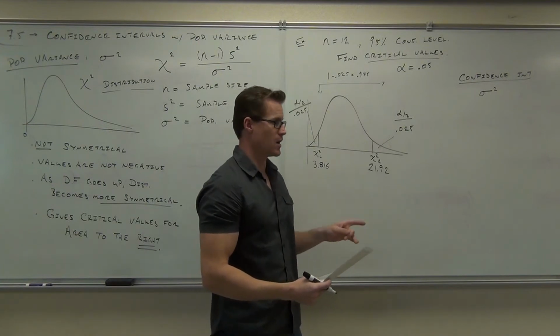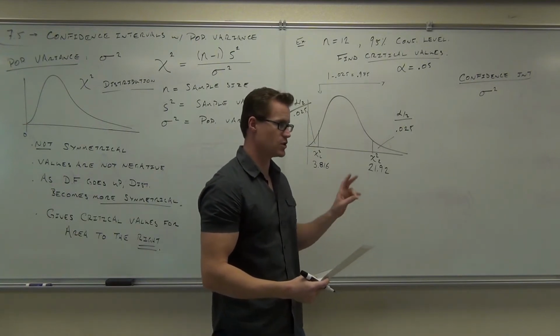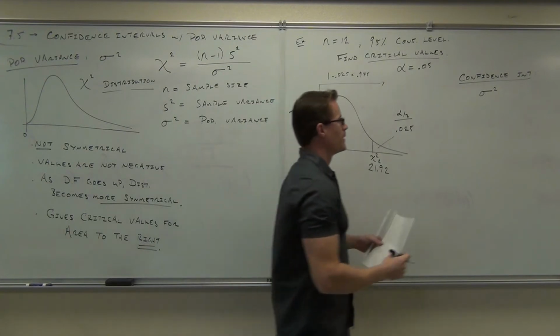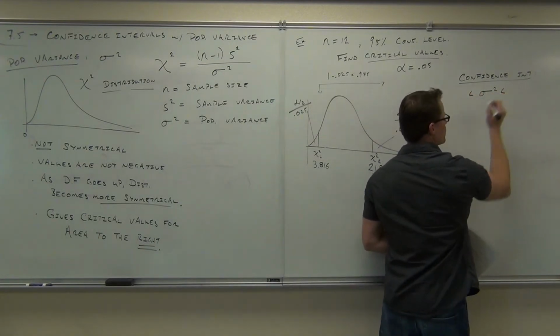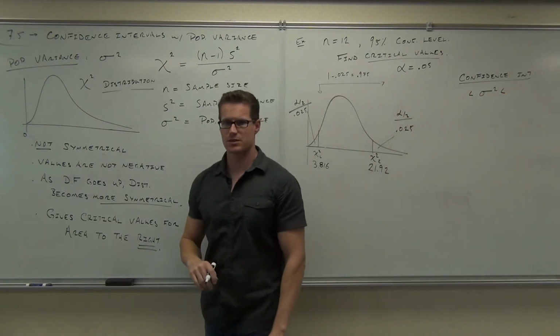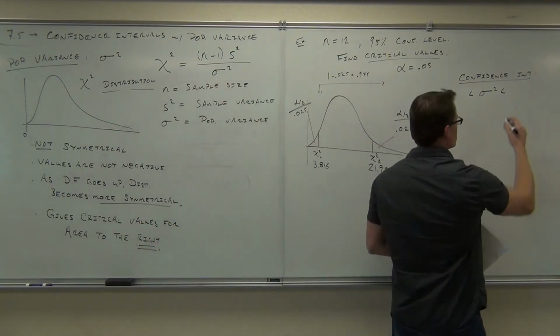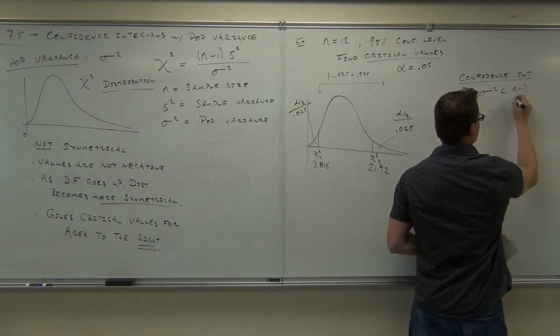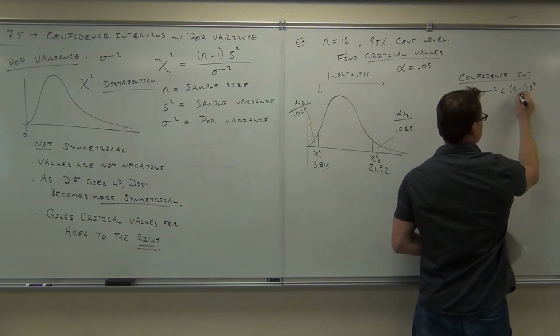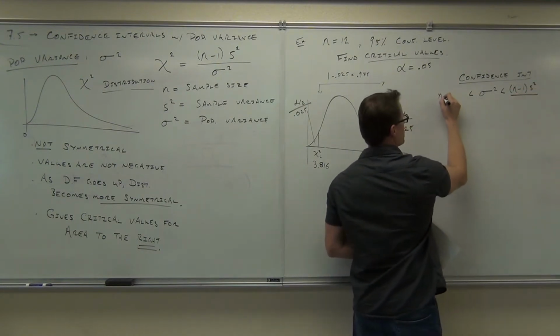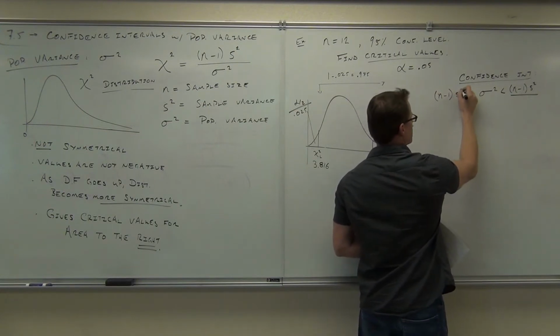Here's how you find your confidence intervals. It's two formulas, one for each side. Remember how we sandwiched our population parameters between a couple bounds? That's still going to happen. Here's what you do. You take your n minus 1 times s squared and your n minus 1 times s squared.